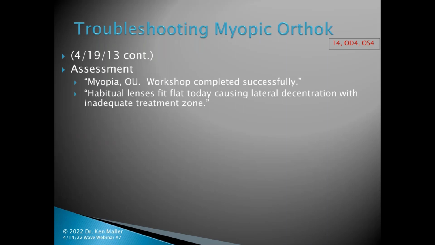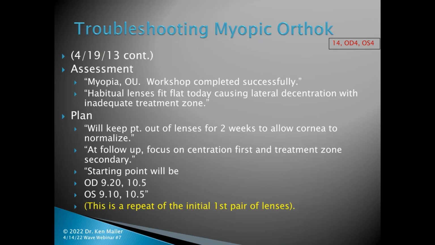So the assessment that day was myopia OU. The workshop was completed successfully. Habitual lenses fit flat today, causing lateral decentration with inadequate treatment zone. And so the plan was decided to keep the patient out of lenses for a couple of weeks to allow the cornea to normalize. At that follow-up visit, they were going to focus on centration of the lenses first and then the treatment zone secondarily. The starting point is going to be 9.20 and 10.5 diameter and a 9.10 and 10.5 diameter, which is a repeat of the first pair of lenses that he had started with at the beginning of this, 11, 12 weeks earlier.